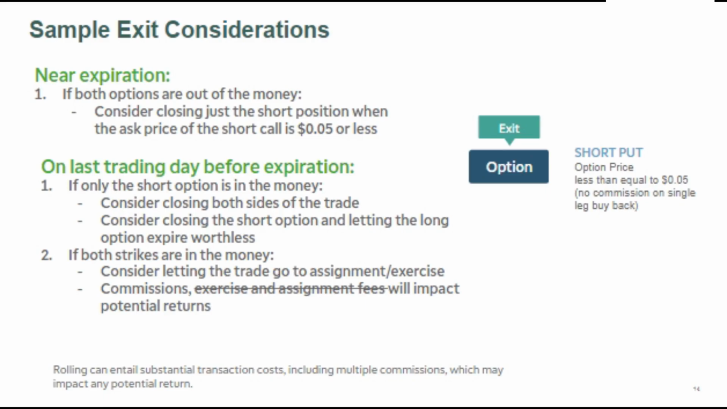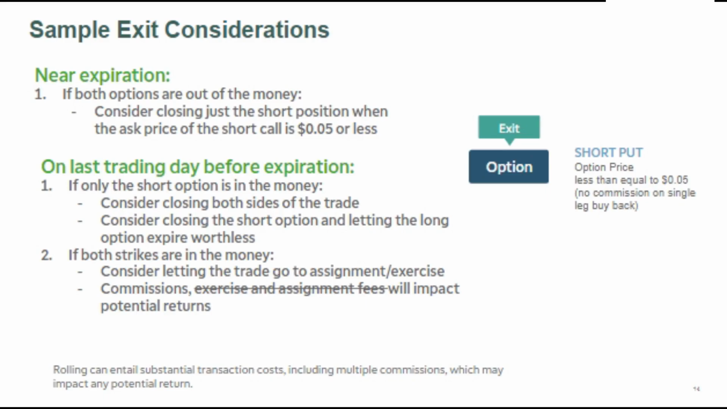On the last trading day before expiration, if the short option is in the money, consider closing both sides of the trade, meaning buy back the short and sell the long. Or consider closing the short leg and letting the long expire worthless, because it's possible that while the short leg is in the money, the long leg's out of the money and might not be worth anything, so you can't sell it. But if you don't want to be assigned, consider at least buying back the short leg. If there's value in the long leg, try and sell that one too. You can trade out of it as one trade.